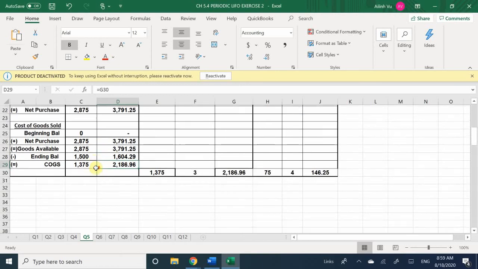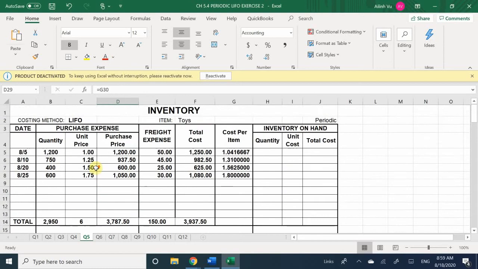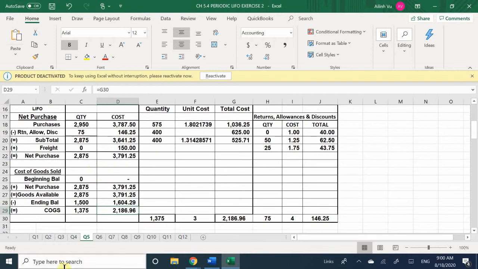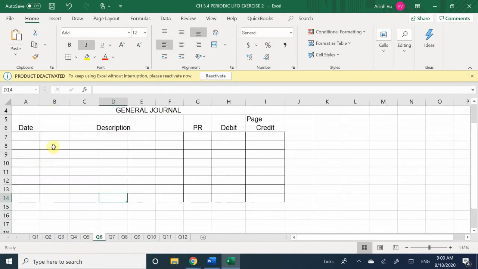So let's go ahead and journalize this conversion because we're at the end of the period. Okay, so my conversion here is, what am I entering into my journal here? August 31st. What is my journal going to consist of?